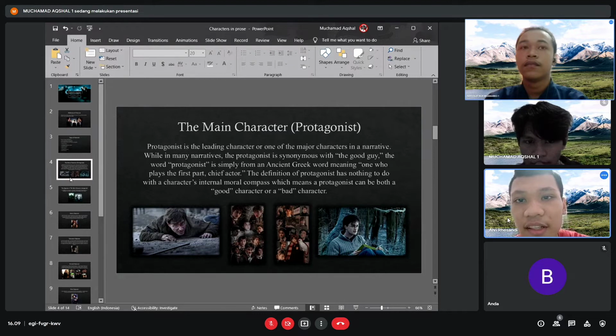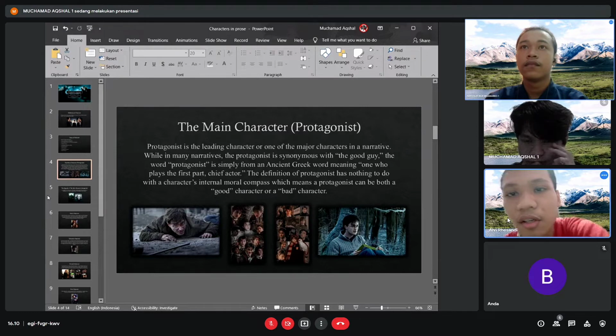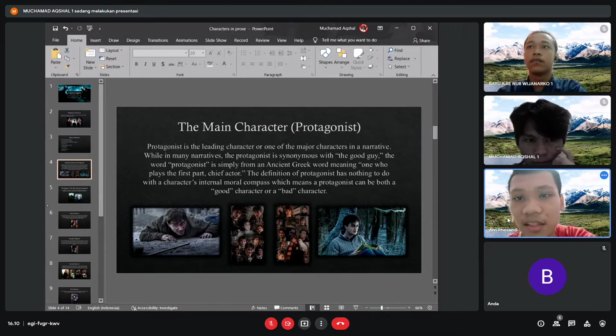Protagonist is the leading character or one of the major characters in a narrative. While in many narratives, the protagonist is synonymous with the good guy, the word protagonist is simply from an ancient Greek word meaning one who plays the first part, chief actor. The definition of protagonist has nothing to do with a character's internal moral compass, which means a protagonist can be part of good character or a bad character.